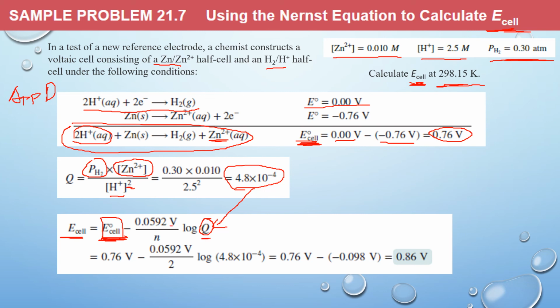This V is the unit, volts. Here for N, we look at the half reactions. There are 2 electrons, so N equals 2. Now everything is known, and we can calculate the E cell, which is equal to 0.86, which is actually greater than the standard E cell.